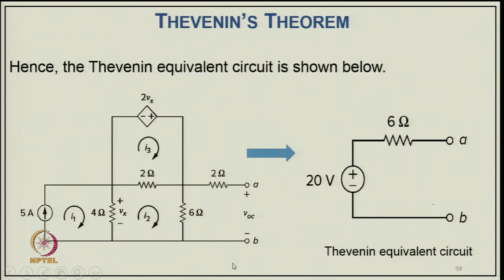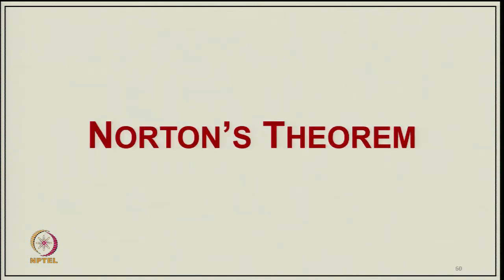Now the Thevenin equivalent of this circuit becomes 20 volt with a 6 ohm resistance. So this complicated circuit, which had a dependent voltage source and a current source, is finally simplified to this circuit.